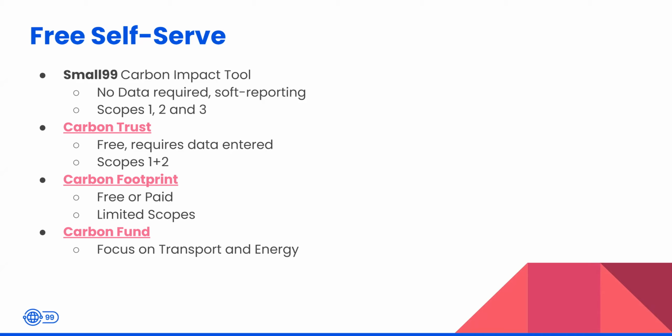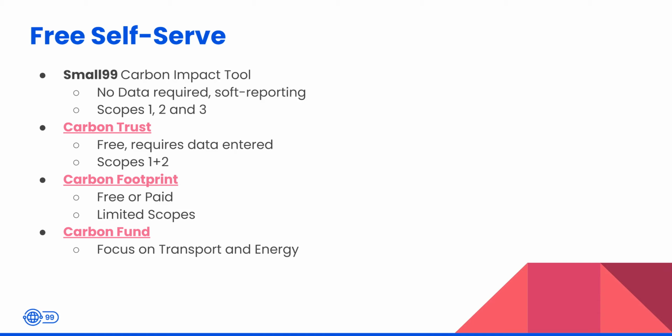So you've got the Carbon Trust. I've got one for small businesses, but it does only cover scope 1 and 2. It requires you to enter all your data around mileages, fuel use, etc. Carbon Footprint have also got one that is either free or then you can pay for. I'm not sure if the paid one then includes scope 3 emissions or whether it's just slightly more for slightly larger companies. But again, it's limited in the amount of scopes it measures. I think it is only scopes 1 and 2 for the free version. And then also you've got the Carbon Fund, which have a similar one, but again, it's focusing on transport and energy, so scopes 1 and 2.